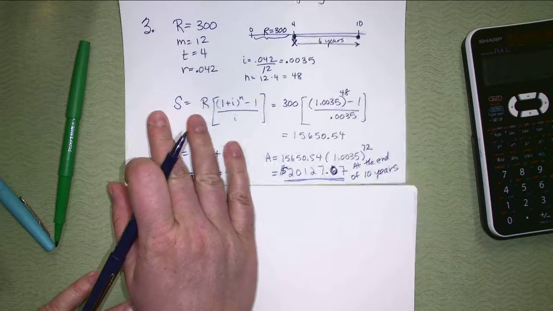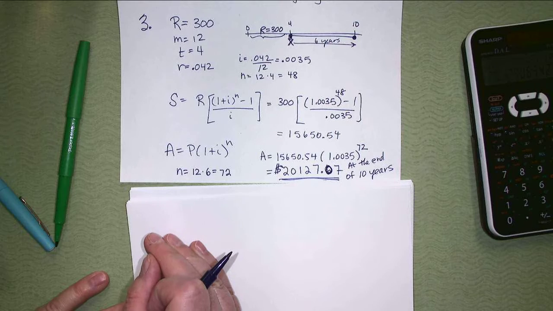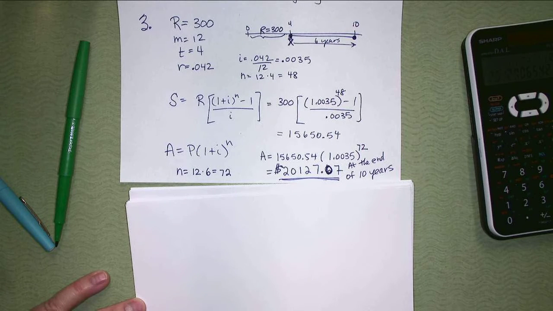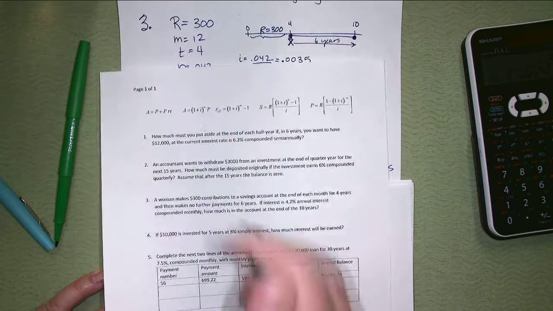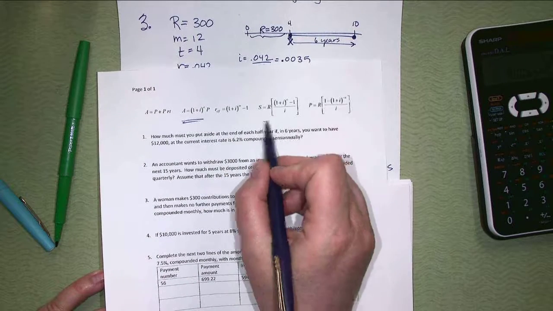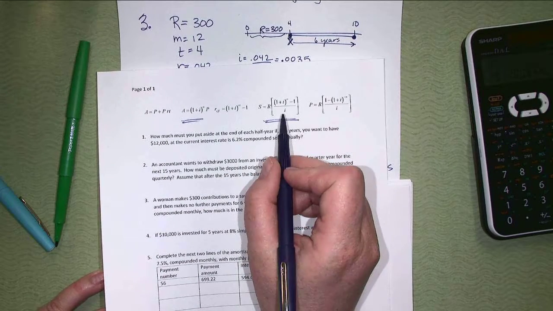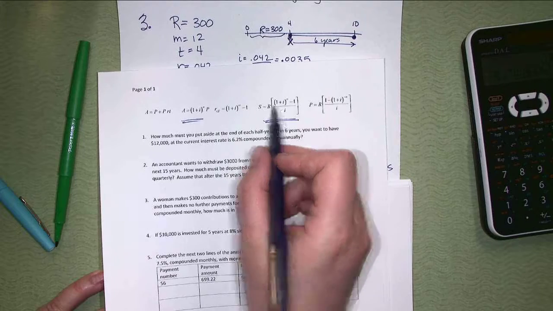So really where people go wrong on the test is not usually picking the wrong formula between the S and the P, but picking the wrong formula between these two, whether it happened a bunch of times or just once.